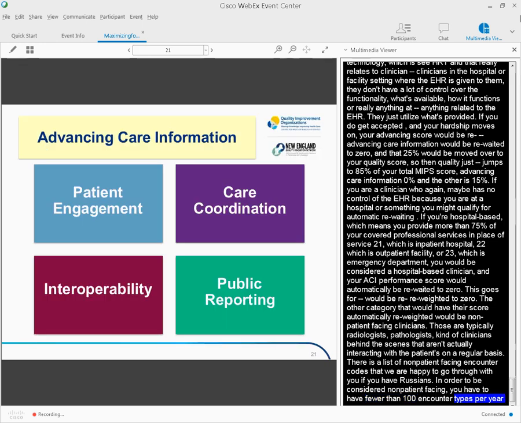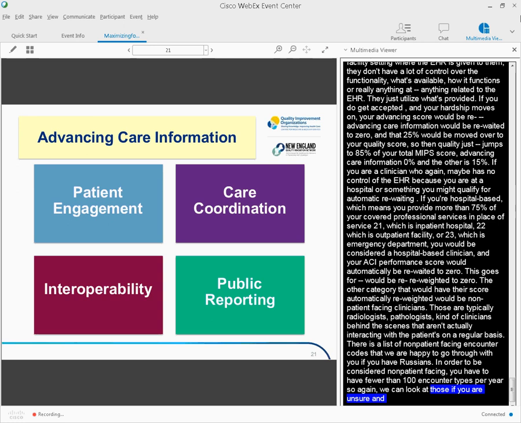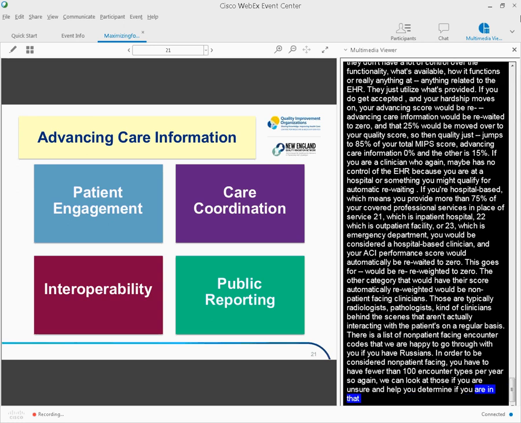So now we're going to talk about the advancing care information actual measures. And they all fall into 4 different categories, either patient engagement, care coordination, interoperability, or public reporting.